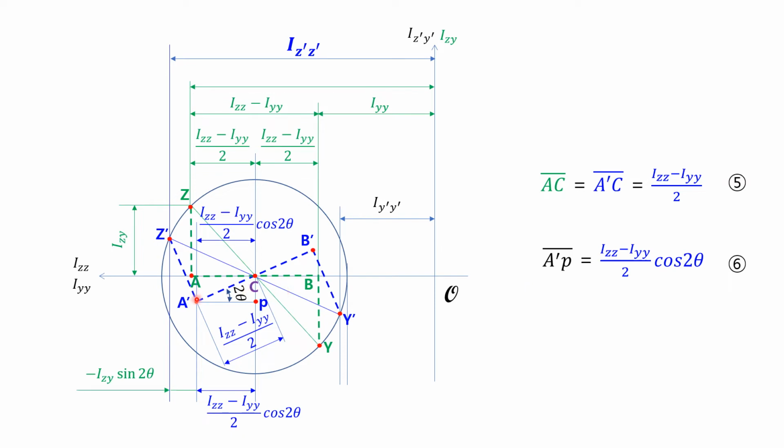Let's first calculate the length A prime P, which is the horizontal length of A prime C. Since the green dotted line and the blue dotted line are exactly the same, the line segment AC equals A prime C, which can be expressed as equation 5. Since the rotation angle of the coordinate axis is 2 theta in the Mohr circle, the length A prime P can be expressed as equation 6.